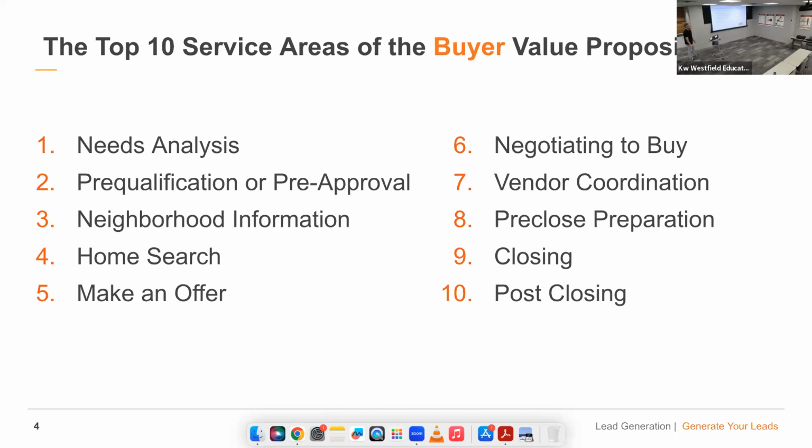Number 8, pre-close preparation. So just helping your client to understand what is to come, next steps, any last minute housekeeping or herding of cats to get everything closed up.